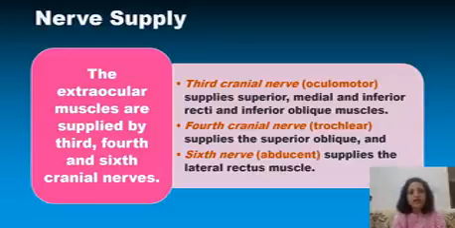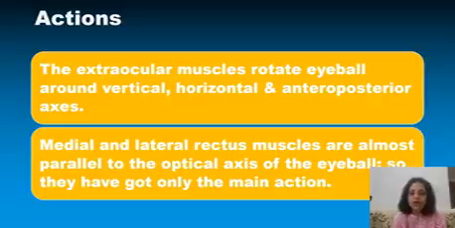The nerve supply. The extraocular muscles are supplied by the 3rd, 4th and the 6th cranial nerve. You have a formula here, SO4 LR6. SO is for the superior oblique muscle supplied by the 4th nerve, the trochlear, SO4. LR6, the lateral rectus supplied by the 6th nerve, that is the abducent, and all the rest of the extraocular muscles, superior, medial, inferior rectus and inferior oblique muscles, are supplied by the 3rd cranial nerve, that is the oculomotor nerve.